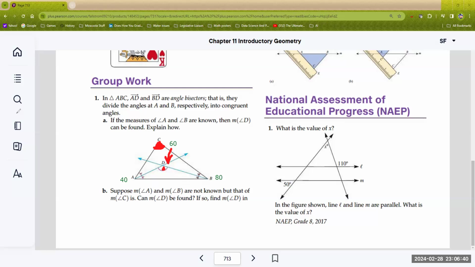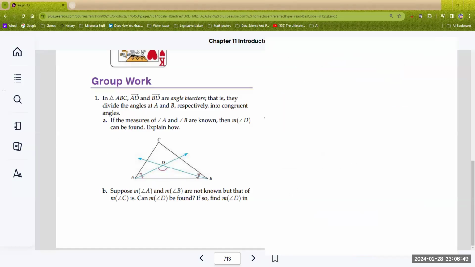So let's take a look and see maybe how we might be able to approach that. Okay, so I know angle C. So what do I know? I know the measurement of angle C plus the measurement of angle A plus the measurement of angle B, all of those together is equal to 180 degrees. Okay, so I know that. Now remember, I don't know angle A and angle B, right? But I do know angle C.